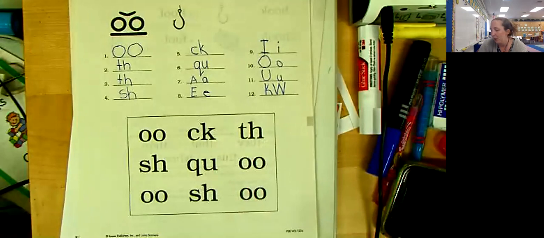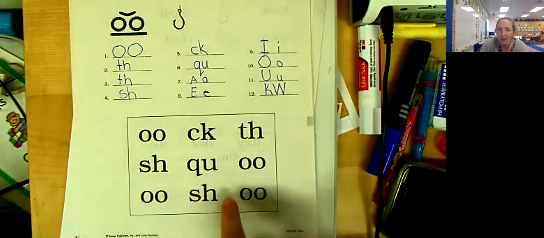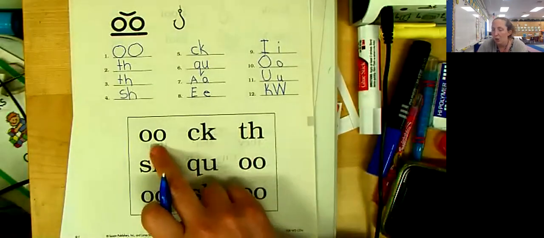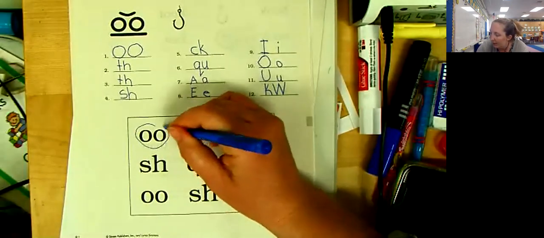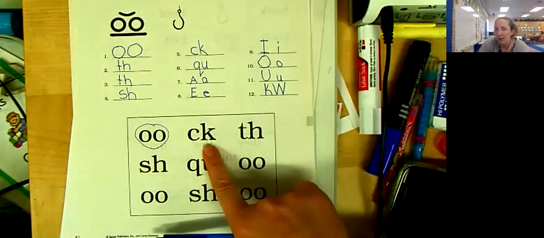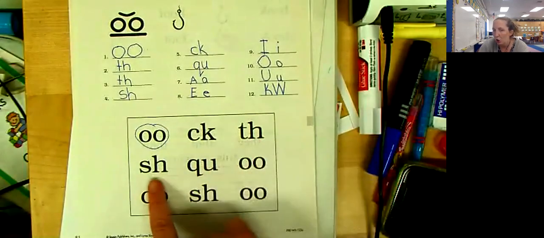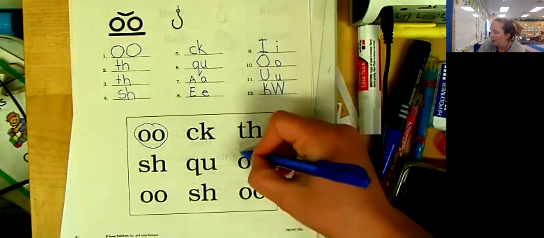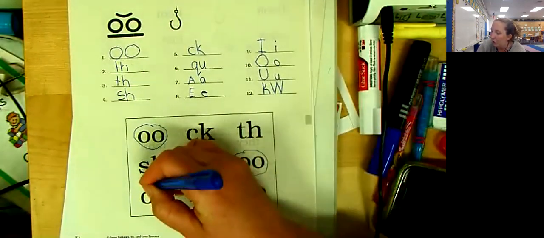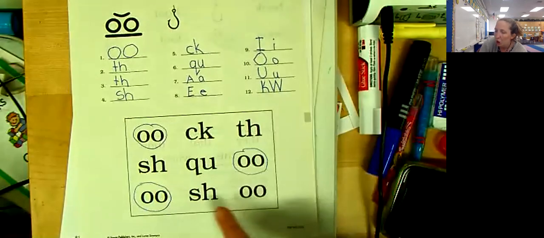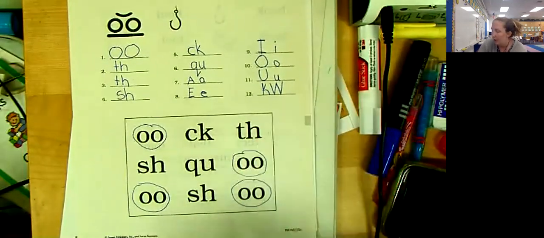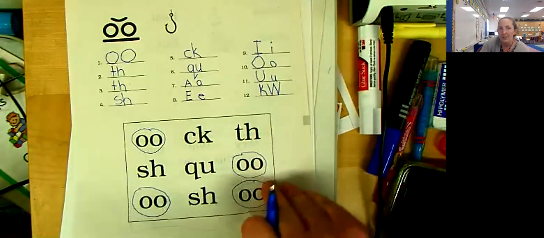Good work. Okay, let's read through this box of digraphs and let's circle all the sounds. K, sh, kwa, sh. Good job. Okay, let's flip it.